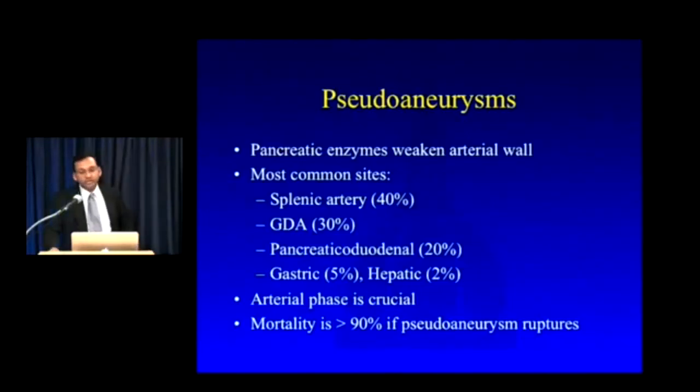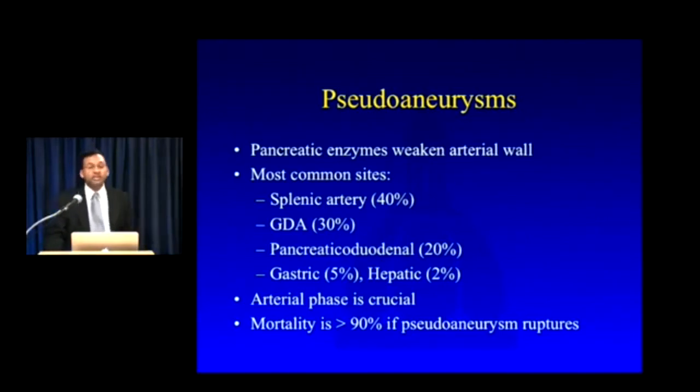Now, pseudoaneurysms are critical diagnoses not to miss, right? If you miss a pseudoaneurysm and it ruptures, the mortality rate is essentially 90%. So as I mentioned, arterial phase imaging is key. It is not good enough to just get venous phase images, especially when the patient first presents with pancreatitis. And I would argue that for follow-ups, at least in the acute setting, you might be better off getting dual phase imaging as well.